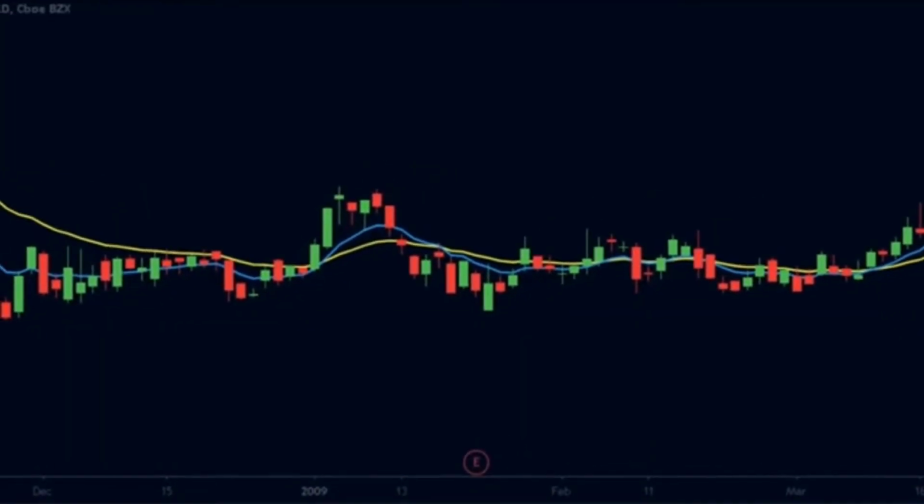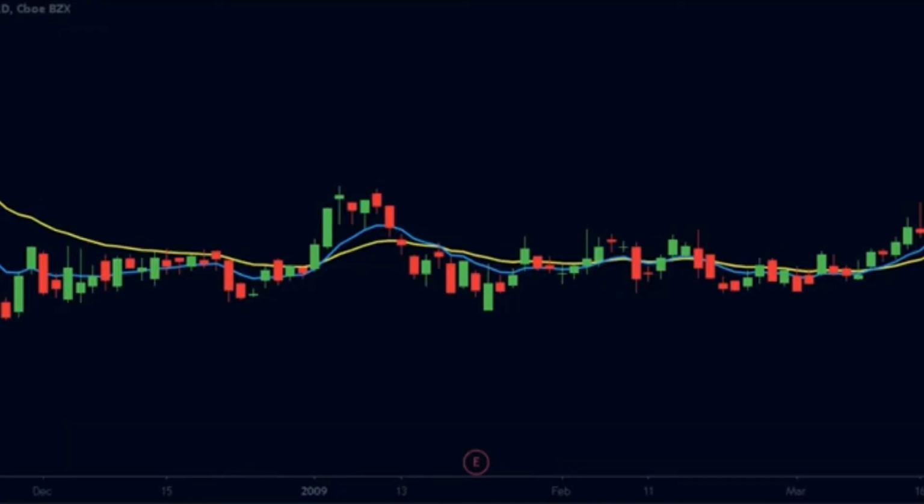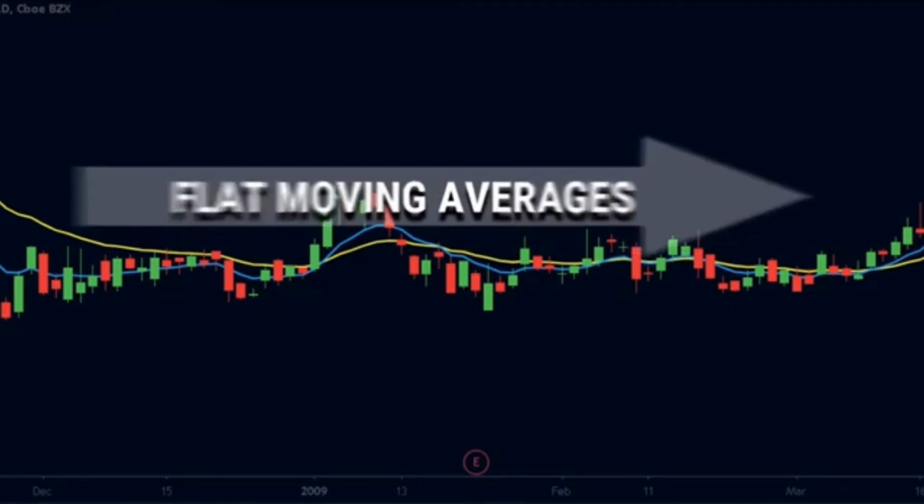This is how the moving average looks in a sideways market. As we can see, there is no clear direction of the trend. Hence, we see that both the moving averages do not show continuity in any direction. In fact, both the moving averages are virtually flat.